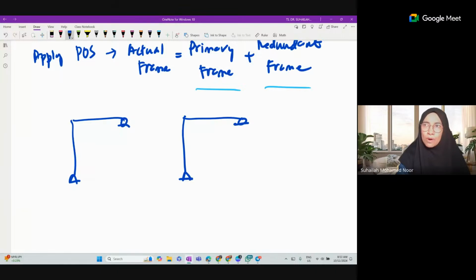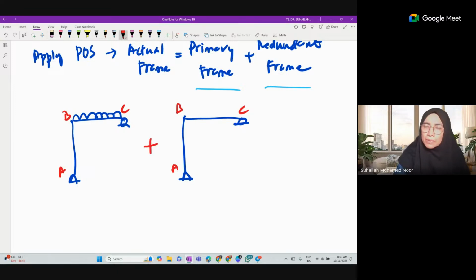For the primary frame, the loading remains. The only thing that we remove is the moment at A. So here A, B, C, same system, same label, same support. The only difference between these two diagrams is that the first one, the primary frame, is a determinate frame subjected to external loading. All external loading remains.